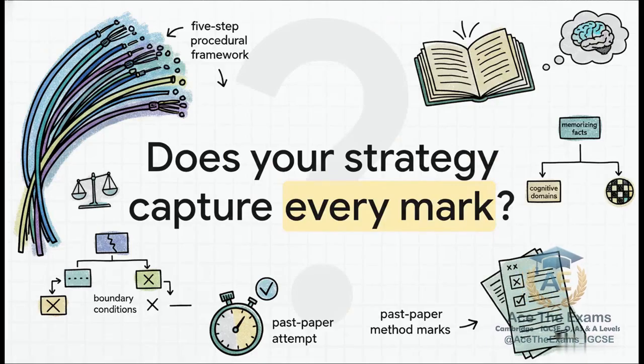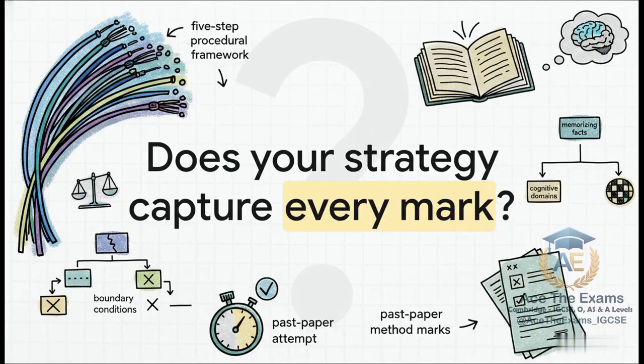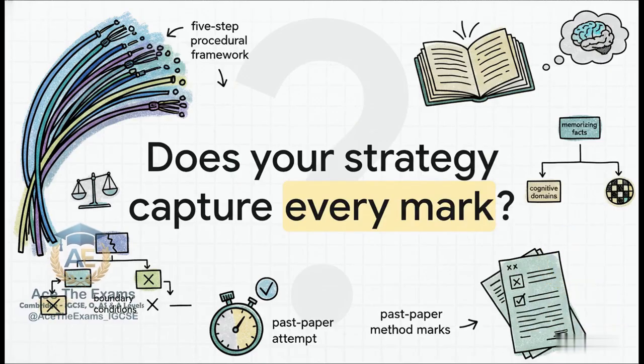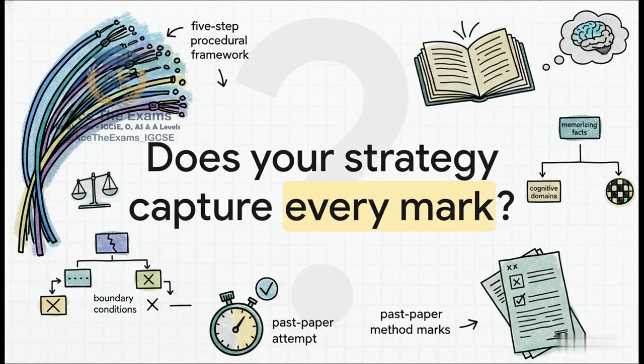As we conclude this explainer, I want you to ask yourself a hard question. Does your current exam strategy systematically capture every single method mark and critical analysis point required by the Cambridge rubric? Are you just memorizing facts like Alex, or are you actively practicing the procedural framework? Students who implement these computer science strategies see an average improvement of 2 grade boundaries, but only if they practice consistently with our weekly videos.